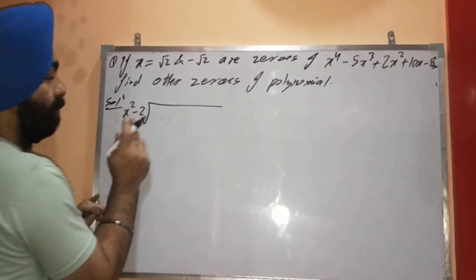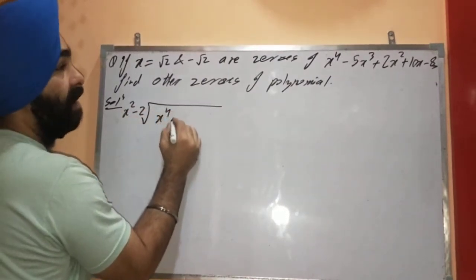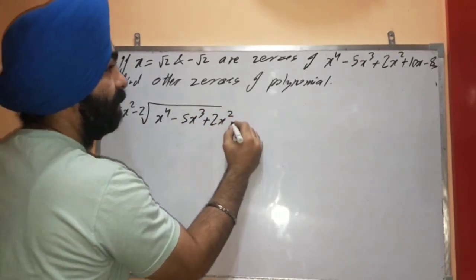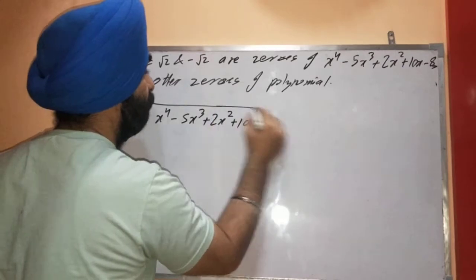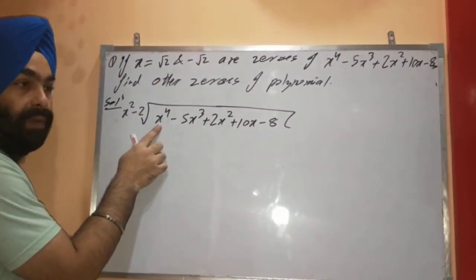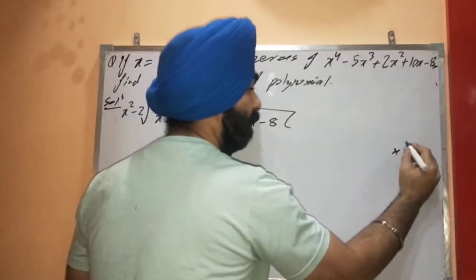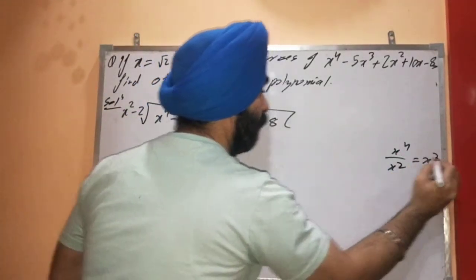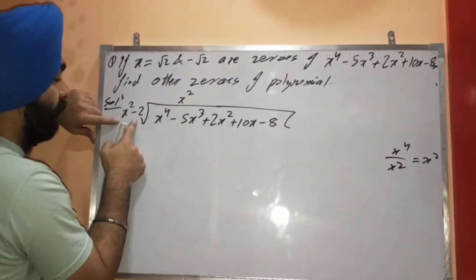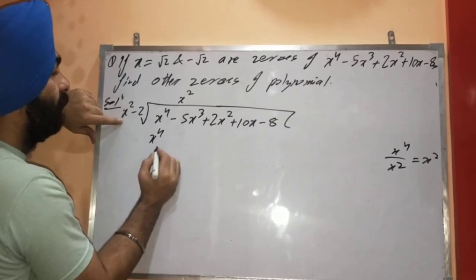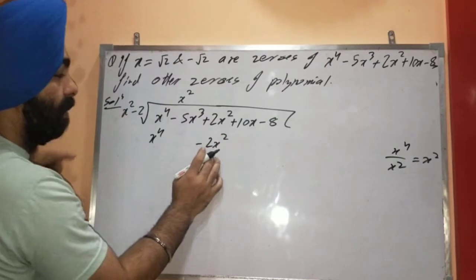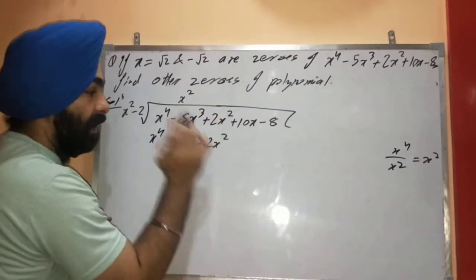So x square minus 2 is the divisor and the dividend is x raised to the power 4 minus 5x cube plus 2x square plus 10x minus 8. With the same process, on dividing the first term of the dividend by the first term of the divisor, we get x square. So x square is the first part of the quotient. x square multiplied by x square minus 2 will yield x raised to the power 4 minus 2x square. So minus 2x square will come on this side under the like term.